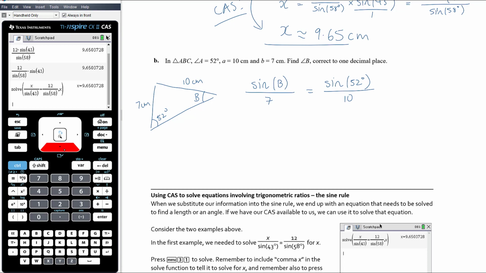All right, so then we've got an equation. Now again, we could do some rearranging here by hand, and I'll write it small here just so I've got room. If I did that, the first thing I'd be doing is multiplying by 7. And then I'd need to do inverse sine.